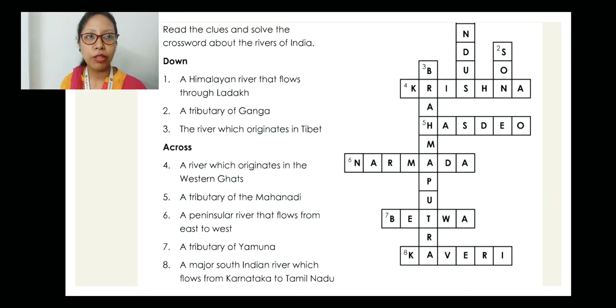Then we come to the across. Number 4, a river which originates in the Western Ghats, that is Krishna. Number 5, a tributary of the Mahanadi, that is Hasdeo. Number 6, a peninsular river that flows from east to west, that is Narmada. Number 7, a tributary of Yamuna, that is Betwa. And number 8, a major South Indian river which flows from Karnataka to Tamil Nadu, that is Kaveri. So these are the rivers.